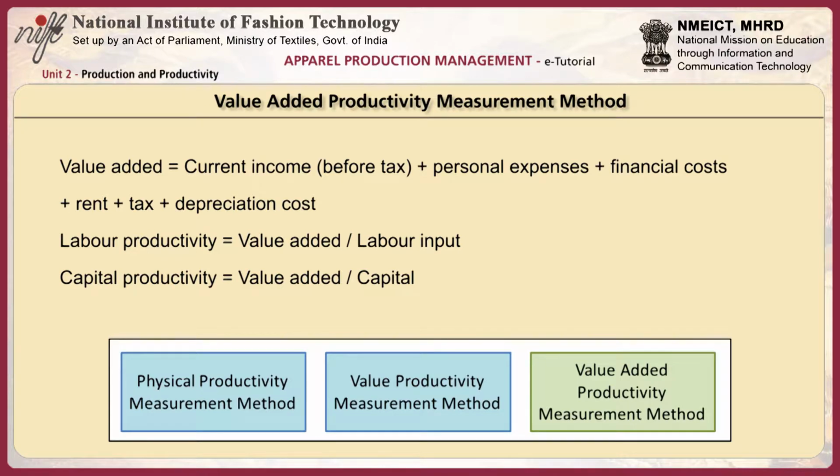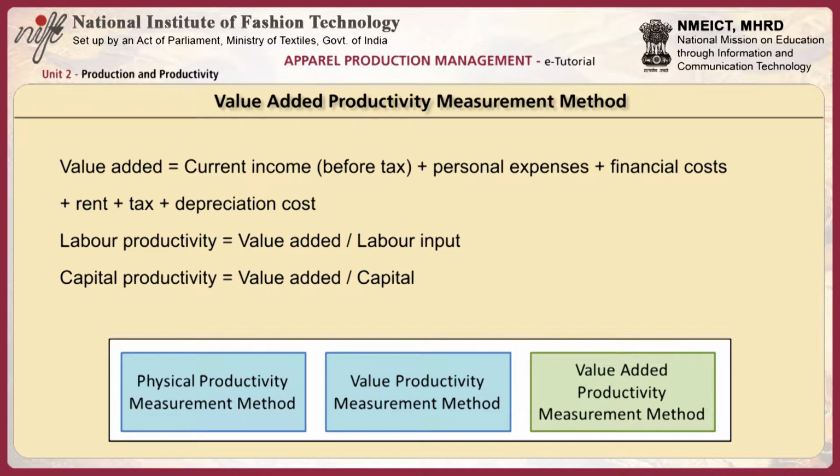The last option of calculating would be the value added productivity measurement method. This method uses value added as data for calculation, where value added is equal to current income before tax plus personal expenses plus financial costs plus rent plus tax plus depreciation cost.